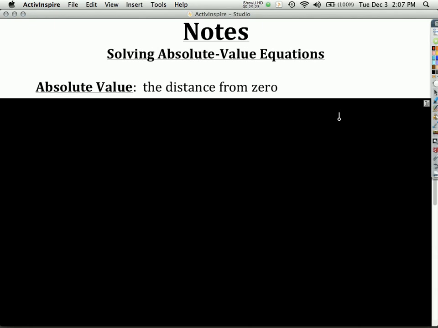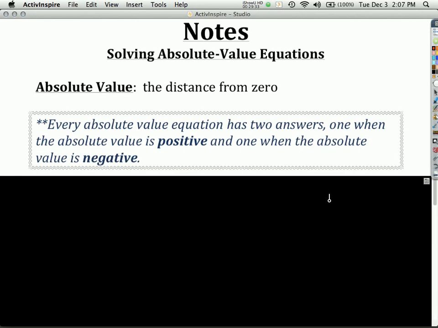And I already went over that with you. Now we're kind of going in between. It's not one solution and it's not many, many solutions. It's now two solutions. Every absolute value equation has two solutions. And I'm going to give you two explanations as to why. Here's the first explanation.